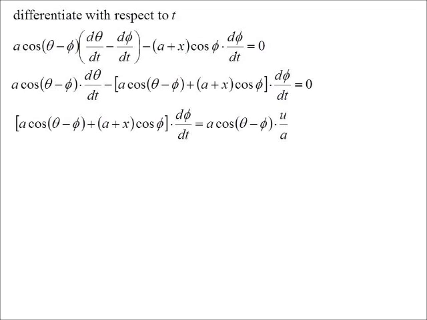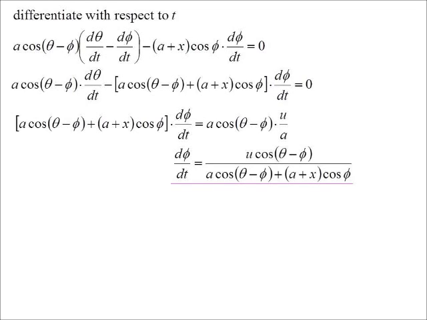Now, the other thing I've done, the theta to t, well, we've already proved that earlier to be u over a. So I've substituted that in. Dividing by the a cos theta minus phi and plus a plus cos phi, and we actually do get the result. Quite a tricky little derivative to handle there. Okay.